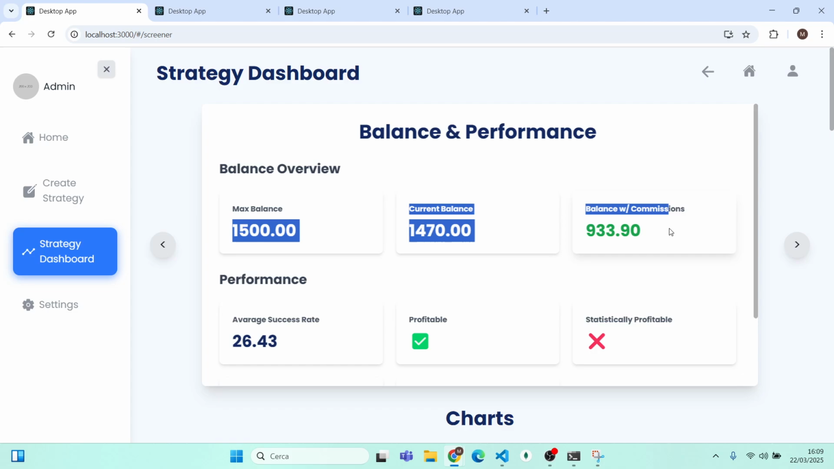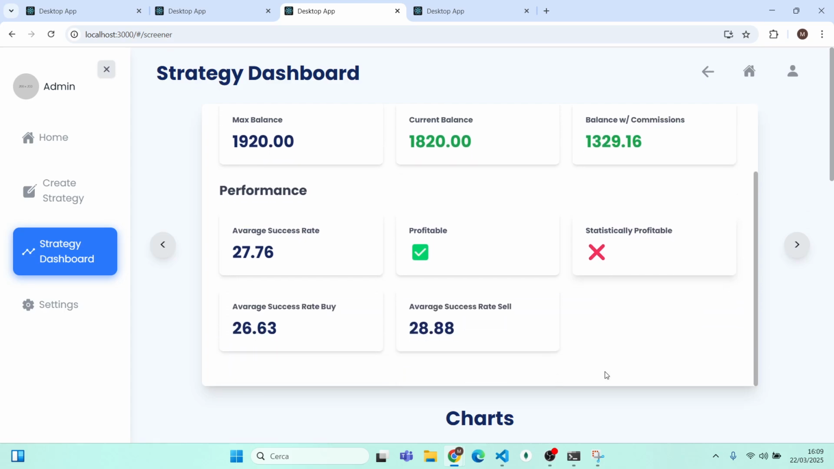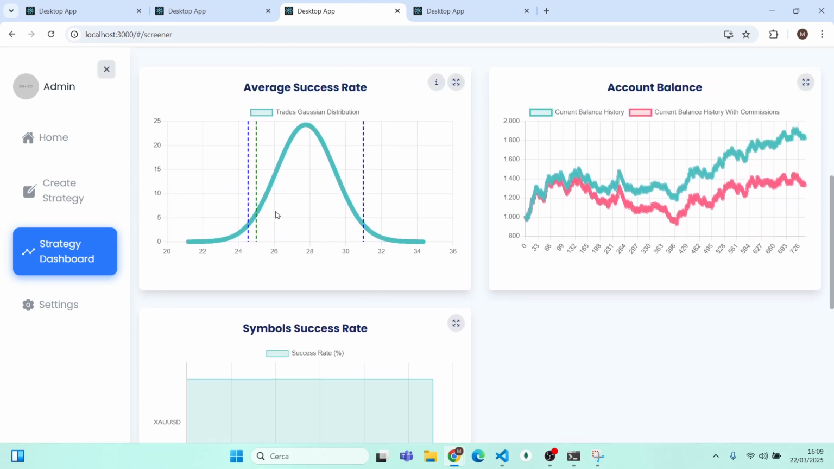These were the results before. We can see it's profitable, and the software says that it's not statistically profitable. Let's check the Gaussian distribution, and as we can see, our confidence interval's lower limit doesn't go past our success rate to break even, because for a 3-to-1 risk to reward ratio strategy, the average success rate to break even is 25.